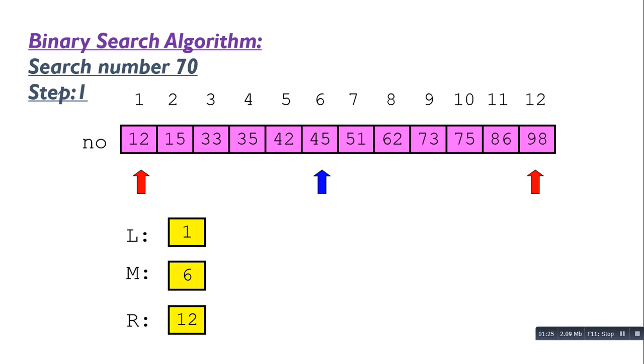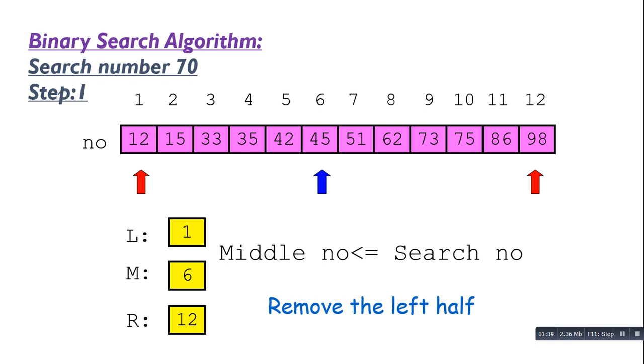So what is the first step? First, we have to divide it into two halves. For dividing this, we have to find the middle value. We know the formula: the middle value is nothing but the first element plus the last element divided by 2.